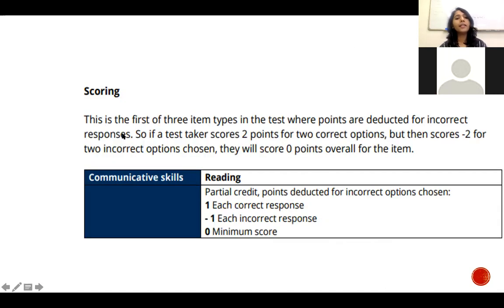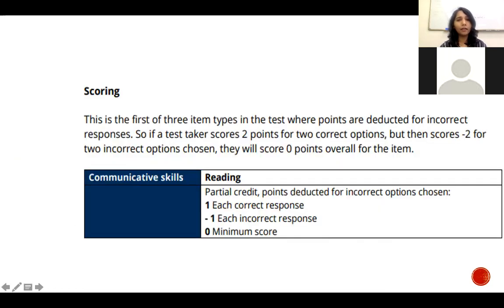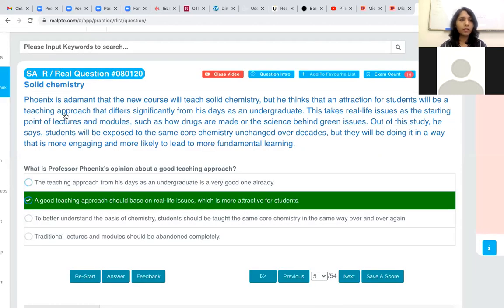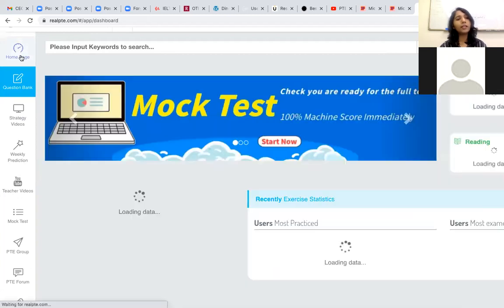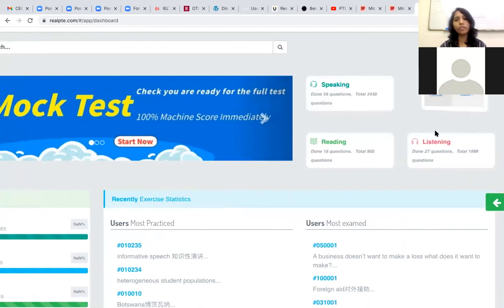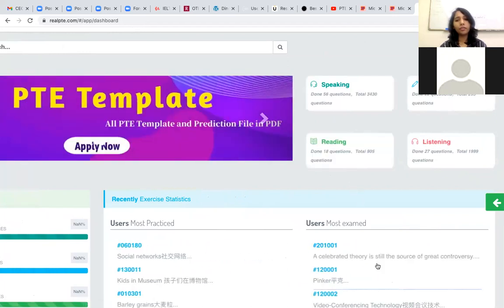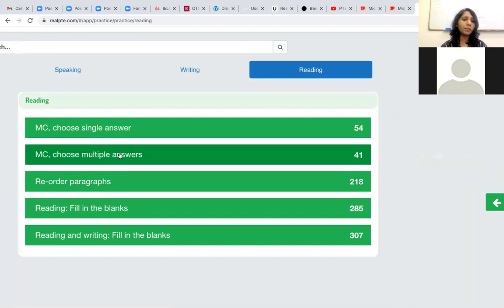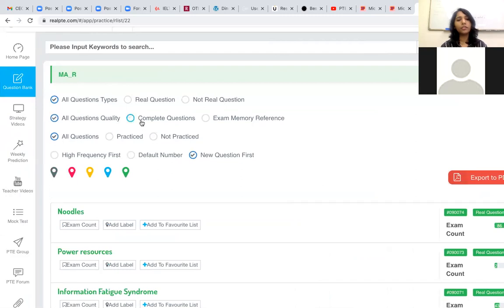Okay, so let's try and see a few of these questions in our practice website. This is a free website, and you can choose to practice from it. To navigate to this, look at this option on the left, which says homepage, click on it, and then on the right-hand side, on the top, you've got all the four modules. Since we're practicing reading, we choose the reading module. Then we choose multiple choice, multiple answer, because that's the question type we're dealing with. Then we choose this option.